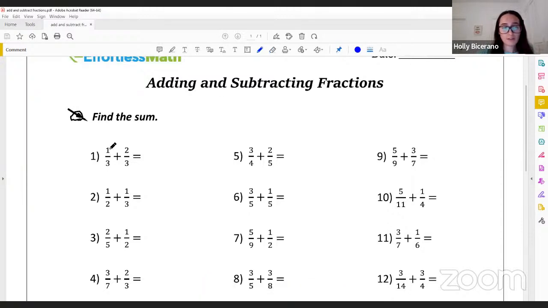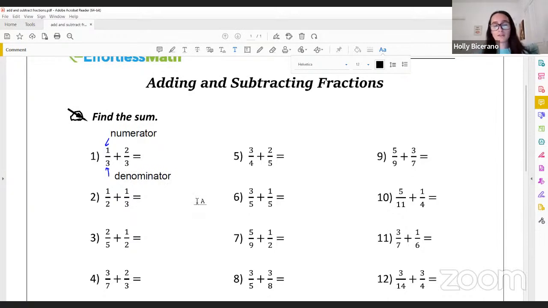The number on the top is called the numerator. And the number on the bottom is called the denominator. I'll be saying those words frequently, so I just want to make sure that you understand them.